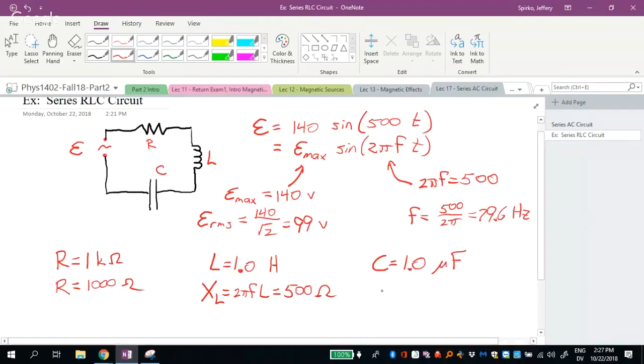And then we want to calculate the X sub C. That's 1 over 2 pi f C, which is 1 over 500 times 10 to the minus 6th. So the 500 is the 2 pi f, and the 10 to the minus 6 is a microfarad. And that comes out to 2,000 ohms.